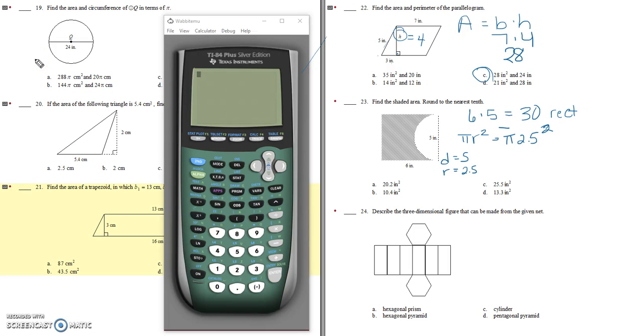So now I've got my calculator up. It magically appears. And I already have 30. I'm going to subtract 3.14 times 2.5 squared. And I'm going to get 10.375, which is going to be B.